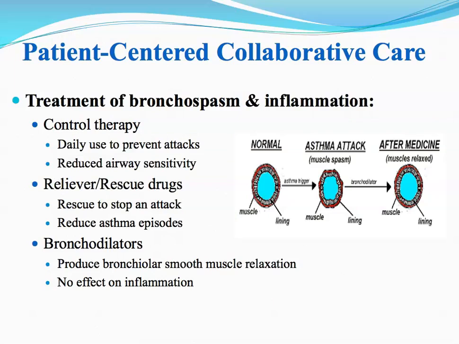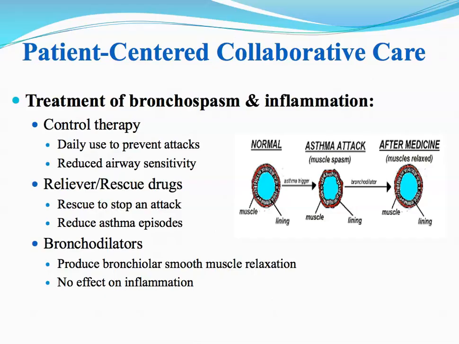Some patients will do just fine with a rescue inhaler, and they only use it every once in a while when they have some sort of trigger that initiates an asthma exacerbation. But some people who have more mild, moderate to severe asthma will need some sort of control therapy. So this is going to be a prophylactic measure, such as something like Singulair, which is montelukast, or even an inhaled corticosteroid to help prevent that inflammation from occurring.